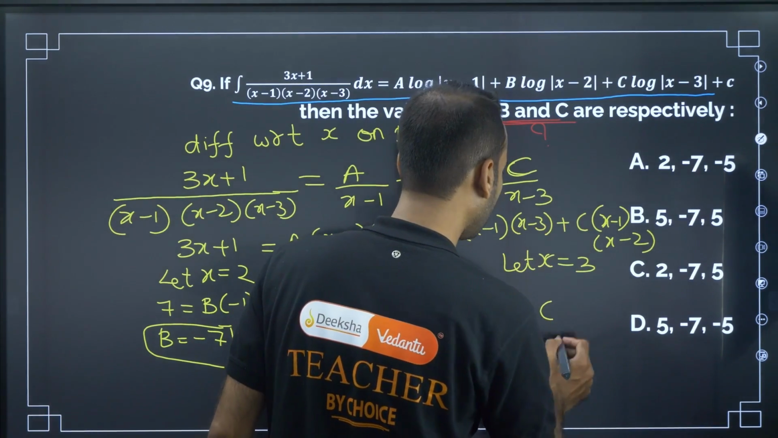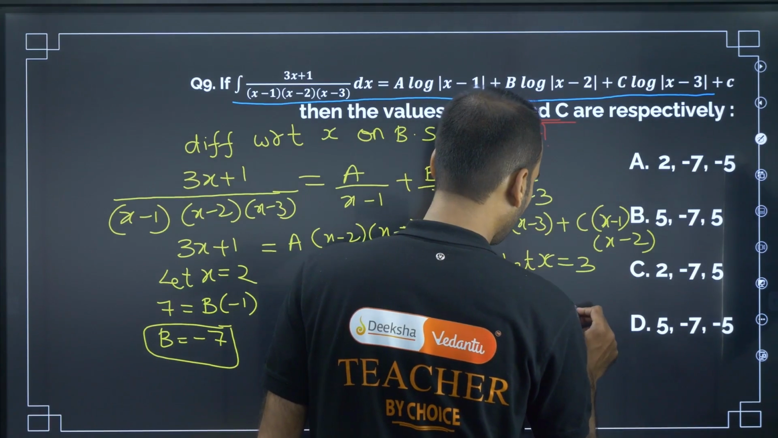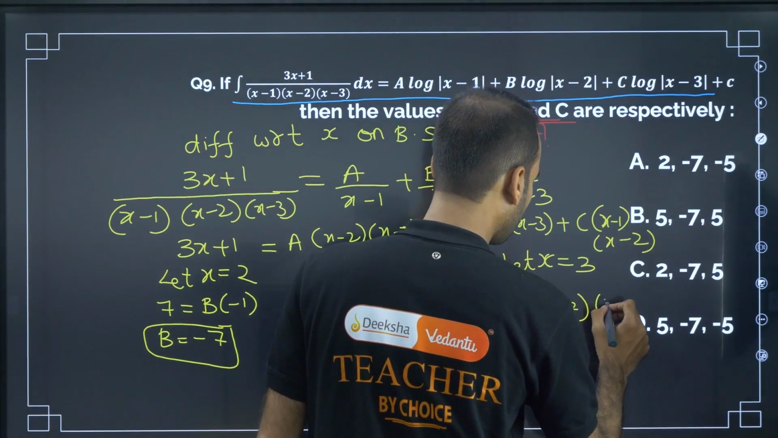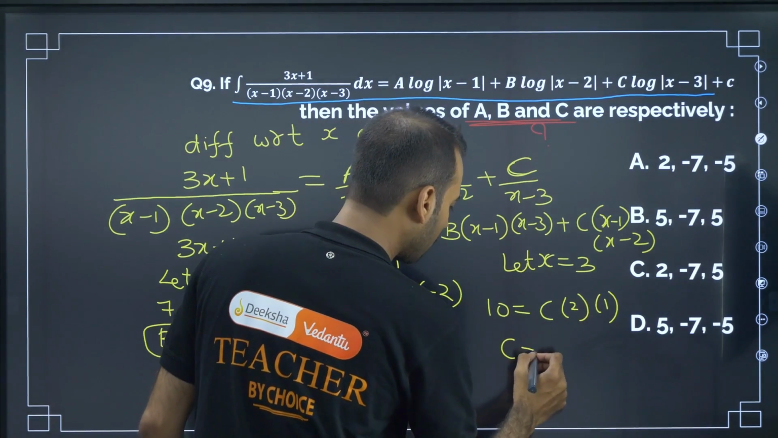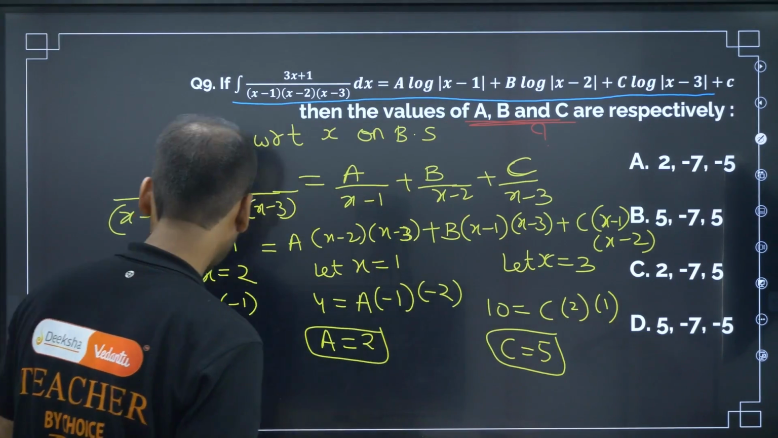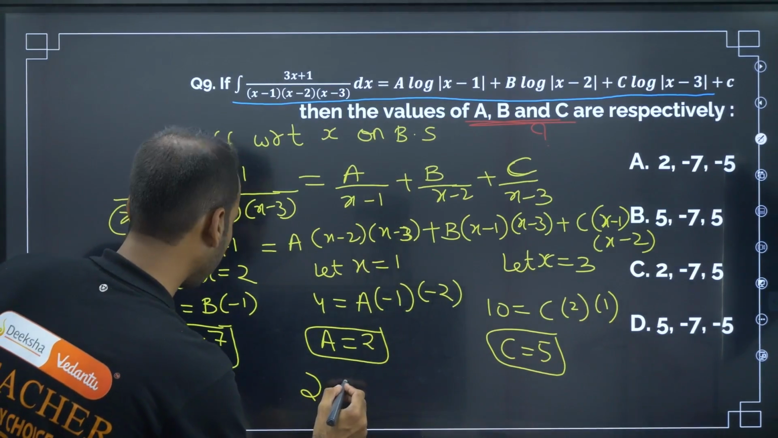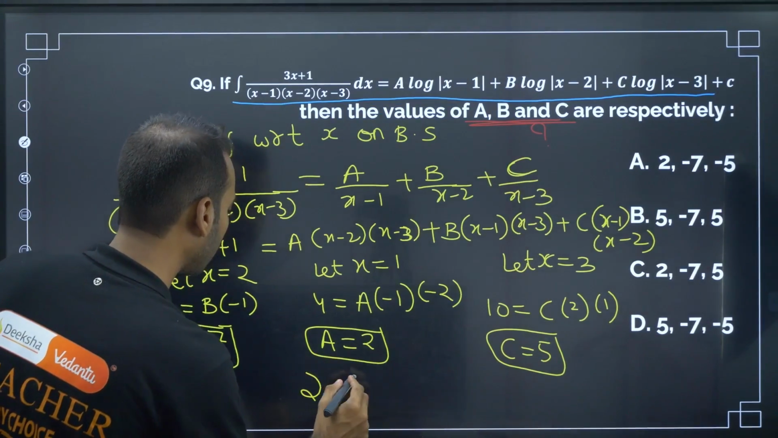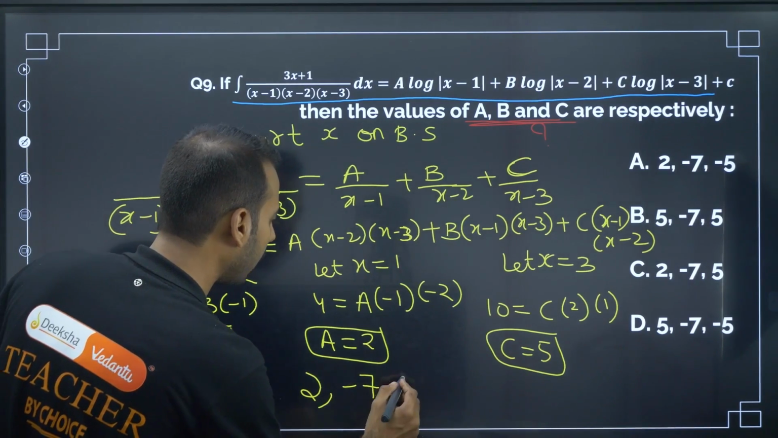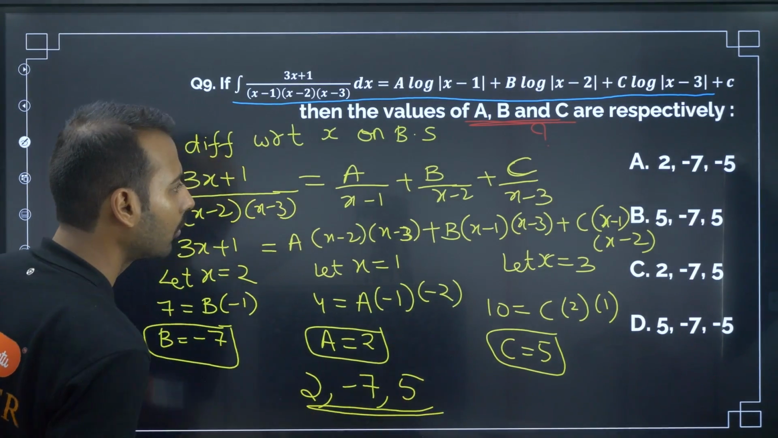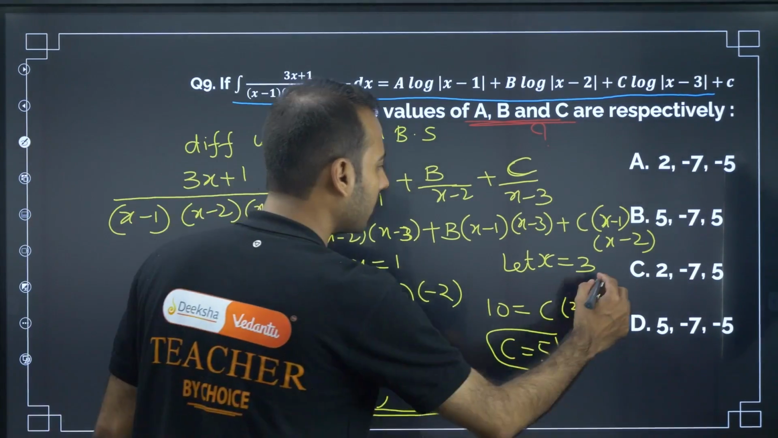So we are left with C. 3 minus 1 is 2. 3 minus 2 is 1. So C is equal to 5. Is there any such option? 2 minus 7 and 5. Yes, C is the answer.